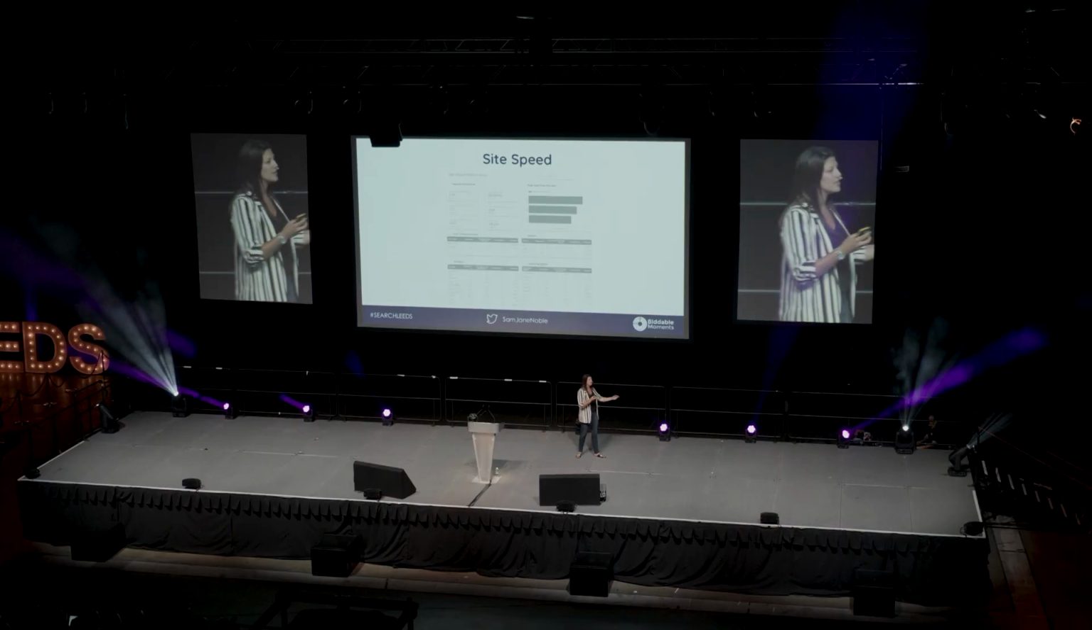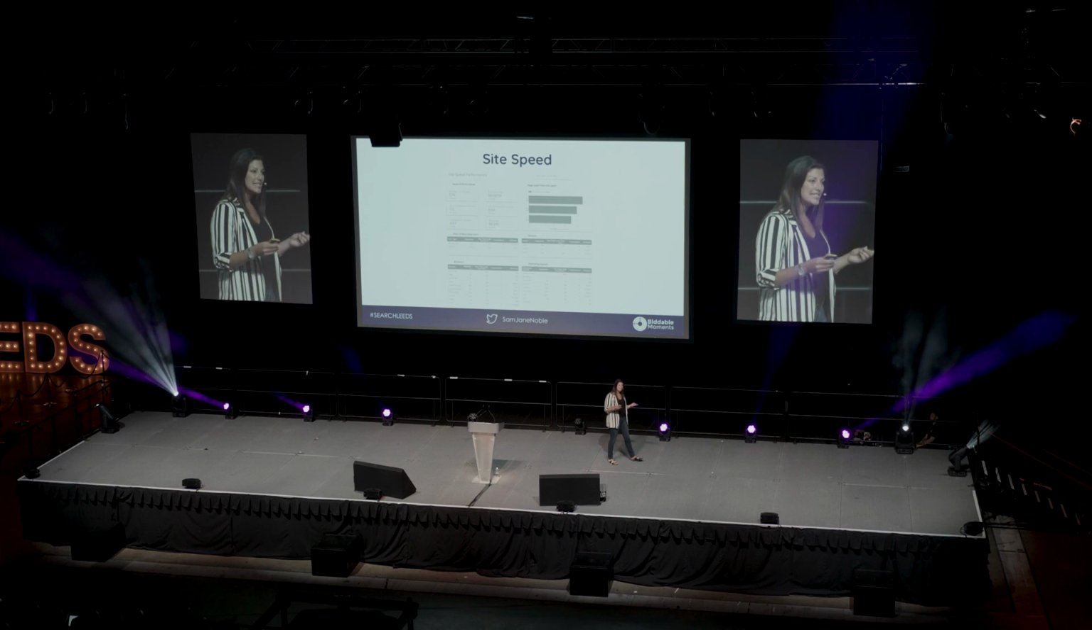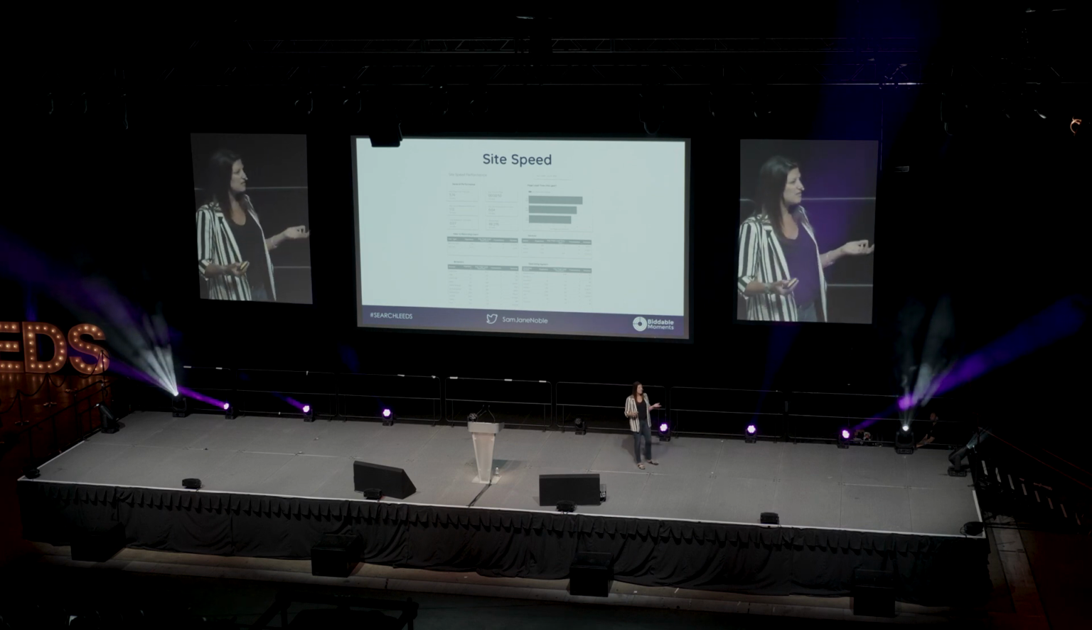Site speed's another one. So within this example, pulling in data from Google Analytics, we can actually see what section of the site is driving the site speed to slow down. Is there a particular channel that's making the site speed slow down? Start to understand that data and actually see that information more visually.